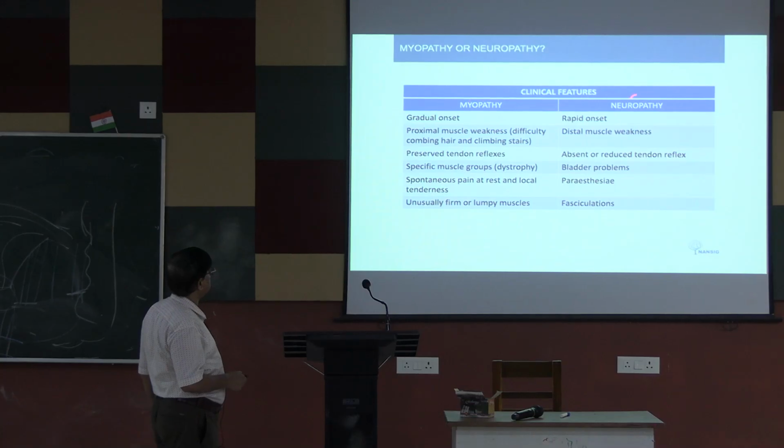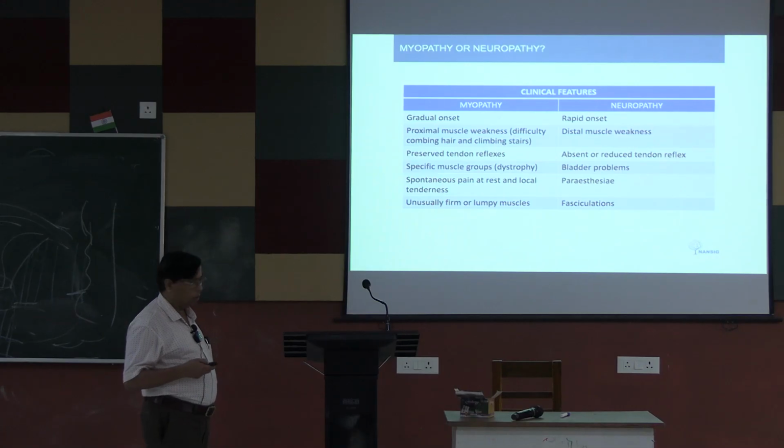These are the important features in myopathy and neuropathy. Just remember, in myopathy, proximal muscle weakness is there, and it starts in the proximal muscle. In neuropathy, there is distal muscle weakness. In myopathy, tendon reflexes are not affected. In neuropathy, tendon reflexes are affected. In neuropathy, there will be bladder problems. Paresthesia is a symptom, as is spontaneous pain. Unusually formed and lumpy muscles. And in neuropathy, it is a lower motor neuron lesion. Fasciculation may be there.